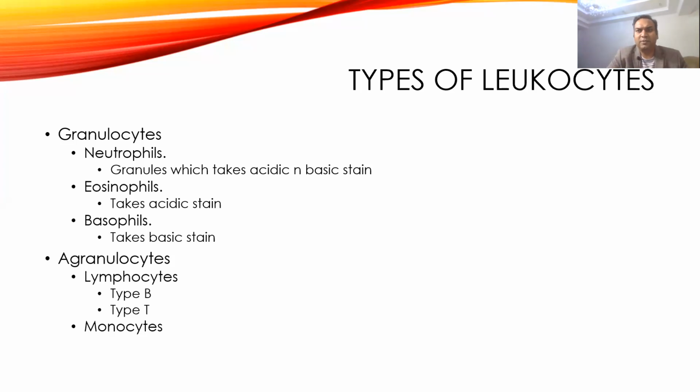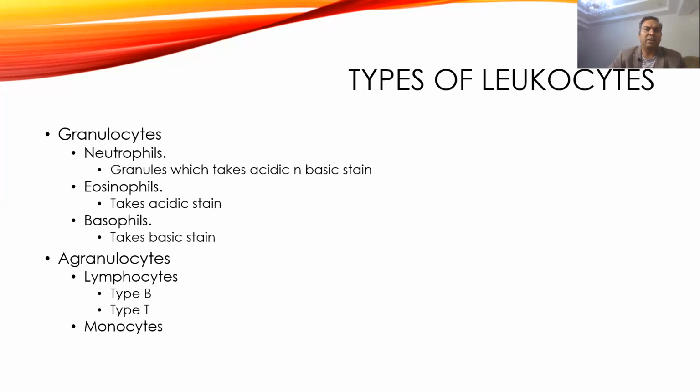Then come to the agranulocytes. These don't contain visible granules. Monocytes do contain granules, but they are not visible under a normal microscope, and these are called azurophilic granules. So they are considered agranulocytes, but they have granules. Then come to lymphocytes. Lymphocytes don't contain any granules, and are made up of a big nucleus and cytoplasm. In morphological classification, lymphocytes can be divided into small lymphocytes and large lymphocytes, and functionally into type B lymphocytes and type T lymphocytes.